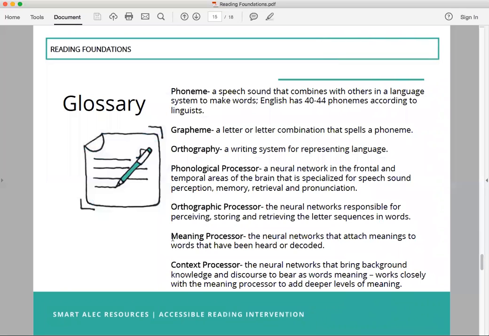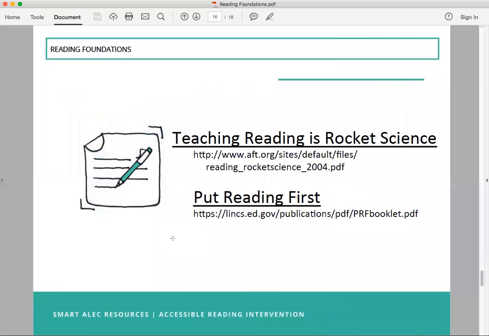And then we've got a glossary here for you just to go over some of those terms. You've got all of those. We've got some great videos here and some great PDFs that you can definitely take a look at as well. These are really, really great reads. Teaching reading is rocket science, as you can tell from everything we talked about. That's absolutely the case. And then just some really good stuff about reading in this Put Reading First.